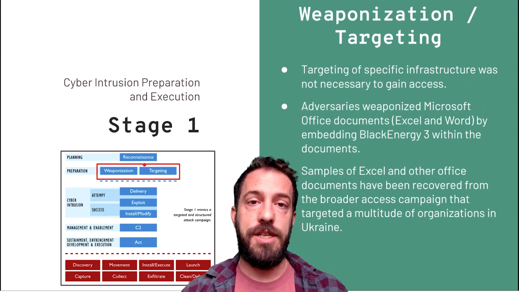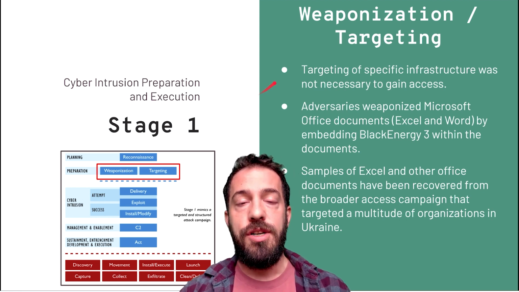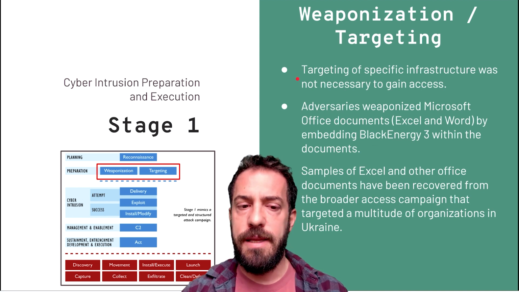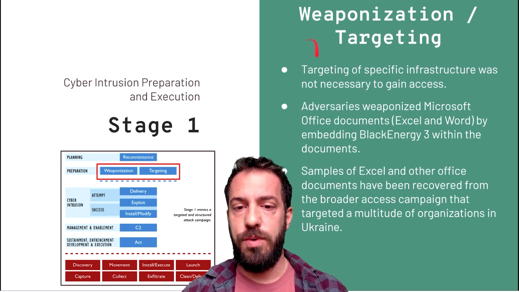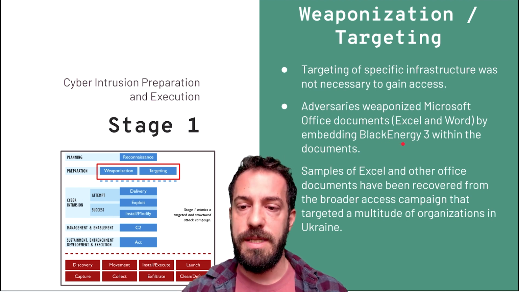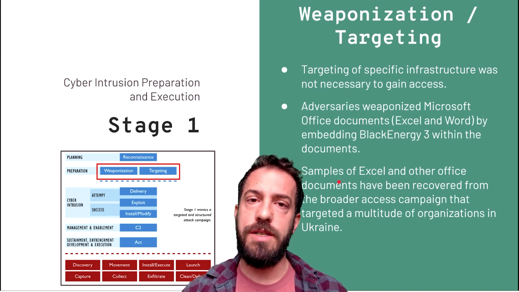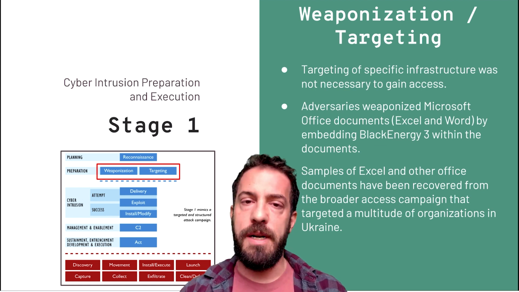Moving on, weaponization and targeting, step 2 in stage 1 of the cyber kill chain. Actually, targeting specific infrastructure was not necessary to gain access. Instead, the attackers went straight to weaponization, and they used, as we discussed also in the past, Microsoft Office documents, Excel and Word, by embedding a specific type of malware, BlackEnergy 3, within the documents. Samples of these documents have been found not only in those power companies, but also in other parts of Ukraine.